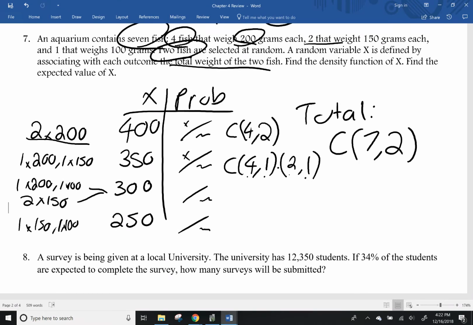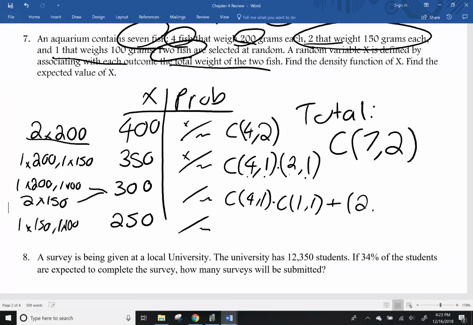Now, the third one, you have two things to do, and you've got to add them together. You have the combination of a 200-gram fish, which is 4 choosing 1, multiplied with the combination of a 100-gram fish, which is 1 choosing 1, because there's only one 100-gram fish. Whatever that is, you add it with the other possibility, which is catching two 150-gram fish. There are 2 of them, and you're choosing both of them. You add those together, and you have your numerator for that one.